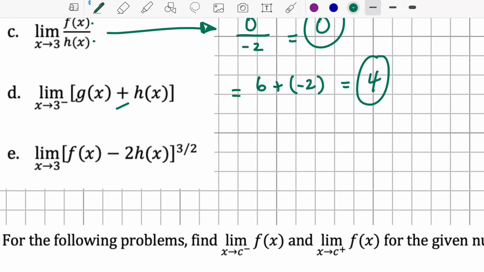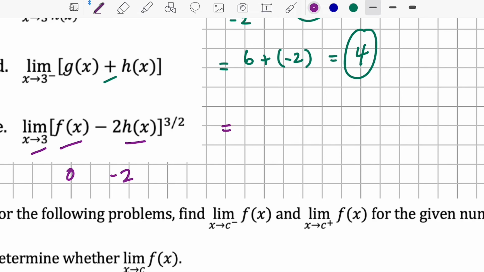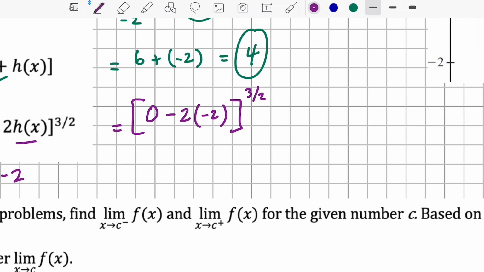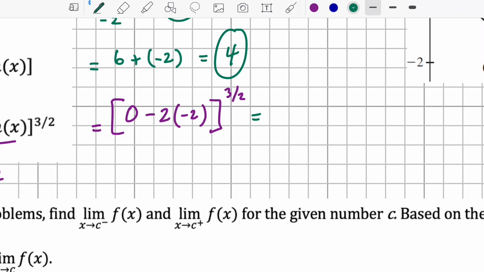Okay. Now, last one. We already have the values. So we said that the limit as x approached 3 of f of x, I believe, was 0. And of h of x, we just did, it was negative 2. So all we have to do is plug it in. So f of x was 0 minus 2 times h of x was negative 2. But then I have this exponent out here, 3/2. Let's simplify inside. So 0 minus 2 times a negative 2 is 4, positive, to the 3/2.